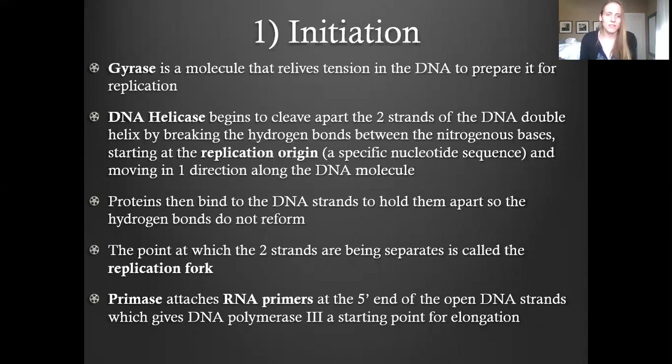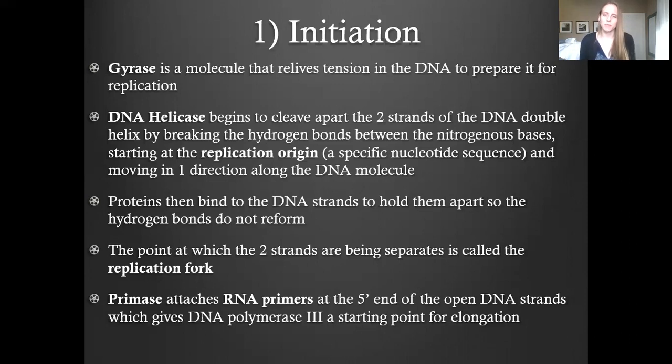their jobs are. So the first is gyrase, and it goes and unwinds the DNA molecule. Remember, DNA is twisted up in that helix, so it's untwisting it to relieve some of the tension. Then helicase comes along, and helicase is the one that actually cuts the 2 strands of the DNA molecule apart. It's separating the complementary base pairs by breaking the hydrogen bonds between them. And the point where it goes from 2 strands that are attached to 2 separate strands is called the replication origin or the replication fork.